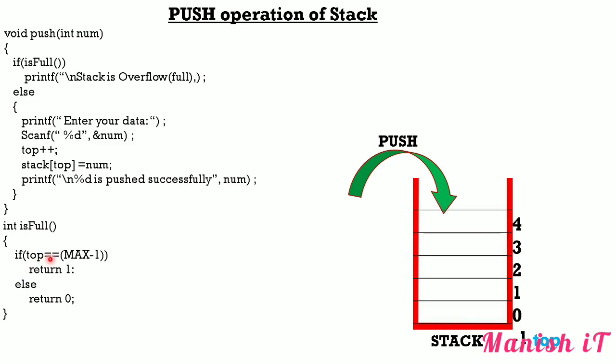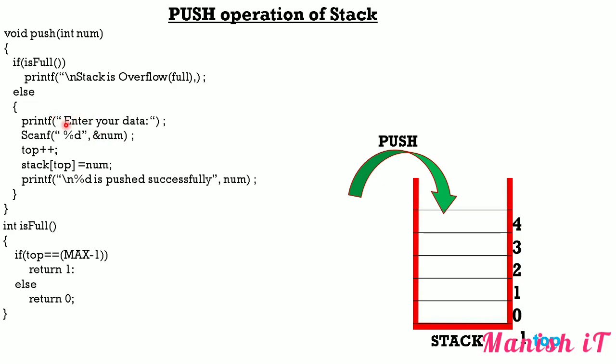So if top is equal to maximum minus 1, where maximum is the size of the stack, which I already told you is 5. So 5 minus 1 becomes 4. Here top is pointing to -1, so -1 equals 4? Our condition is not satisfied, so the else part is executed and it returns 0. Return 0 means the else part is executed.